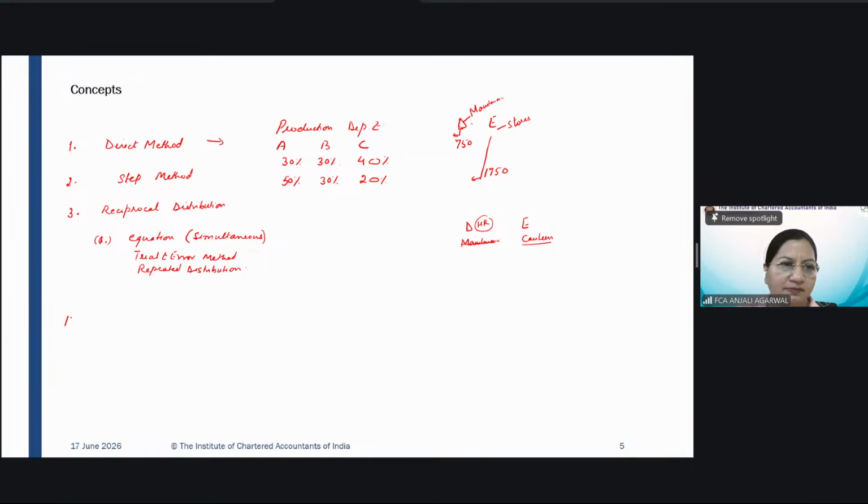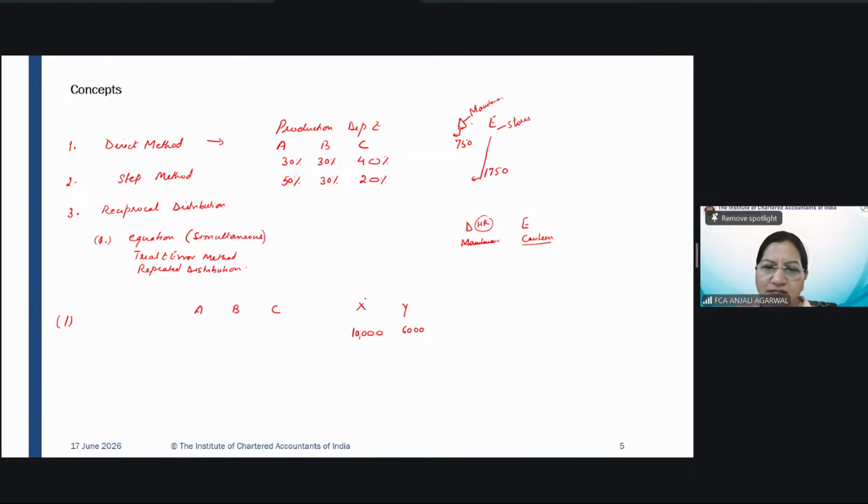For example, I'll speak about reciprocal distribution. There are three departments which are production departments and two departments which are service departments. The total expense of the service departments is 10,000 for X and 6,000 for Y.